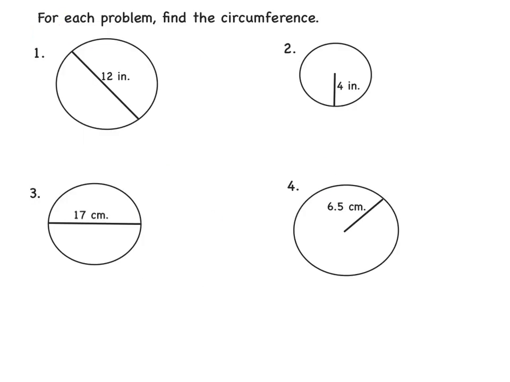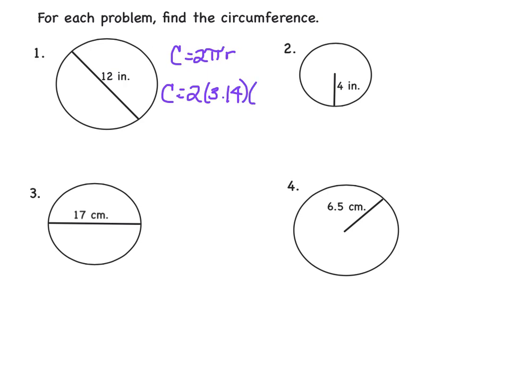Now it's time for your practice. For each problem, you're going to find the circumference. For number 1, write your formula for circumference, plug in the numbers, and solve. All right, number 1, I'm going to first write my formula. C equals 2 times pi times the radius. I'm looking for the circumference, so I leave C. 2 times 3.14 times my radius.